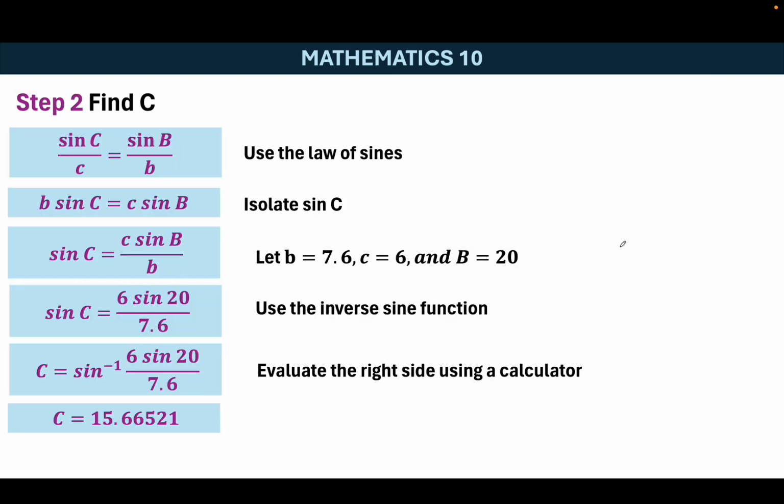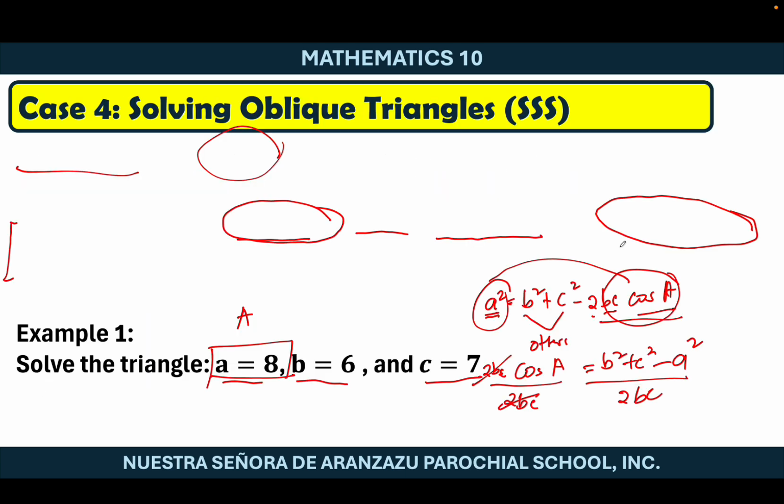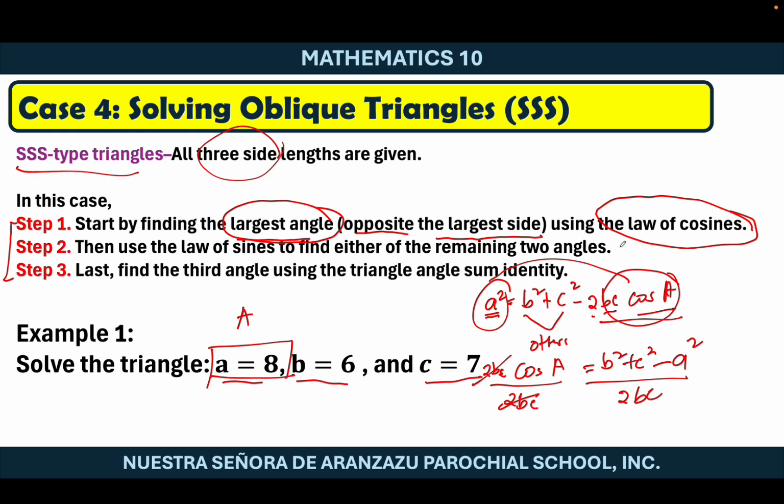Okay, punta tayo dun ulit sa case 4. Yan. Yun yung sa step 1. Step 2, you are going to use the law of sine to find either of the remaining two angles. So, since sa step 1, ito yung hinanap natin, angle A. So, pagdating kay step 2, pwedeng B or C ang hahanapin nyo, either of these two. Okay? So, kapag inuna nyo si B, of course, sa step 3, you are going to find the angle C.